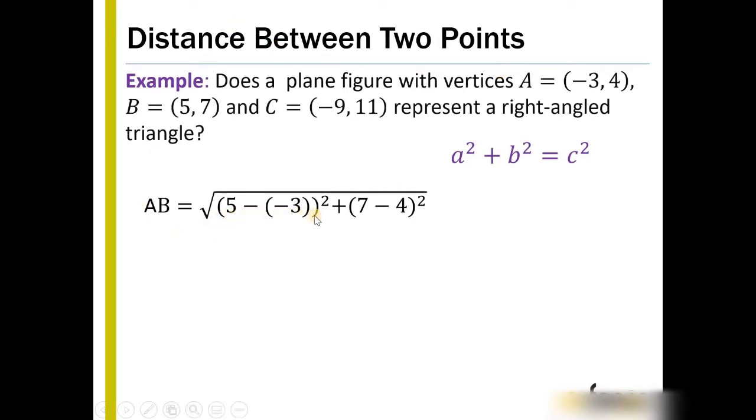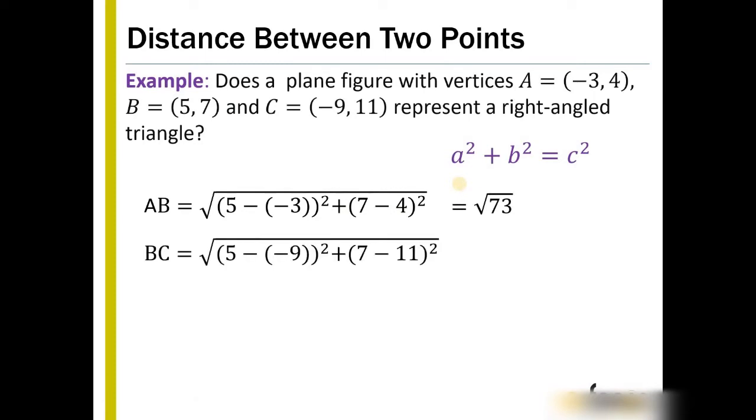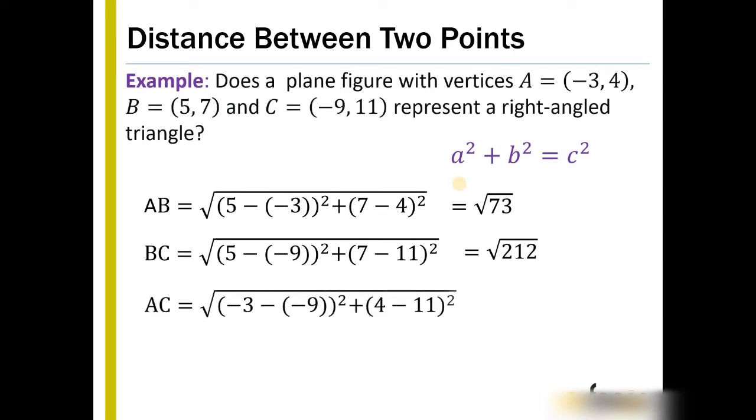This is the square root of (5 − (−3)) squared plus (7 − 4) squared, which is the square root of 73. BC is the square root of (5 − (−9)) squared plus (7 − 11) squared, which is the square root of 212. AC is the square root of (−3 − (−9)) squared plus (4 − 11) squared, which is the square root of 85.